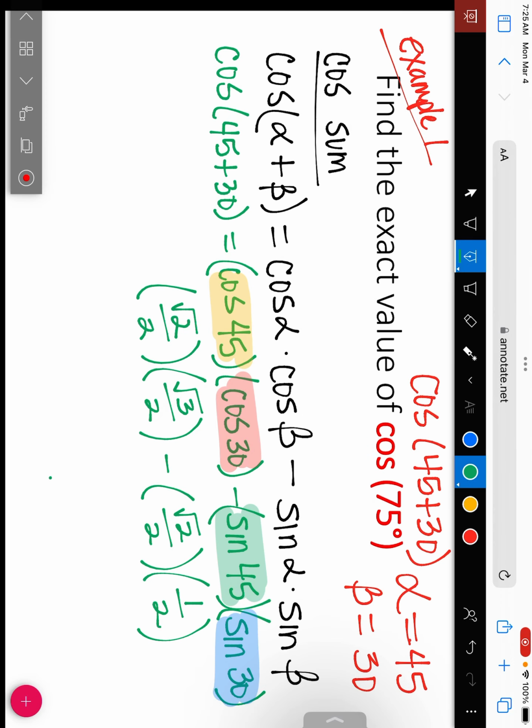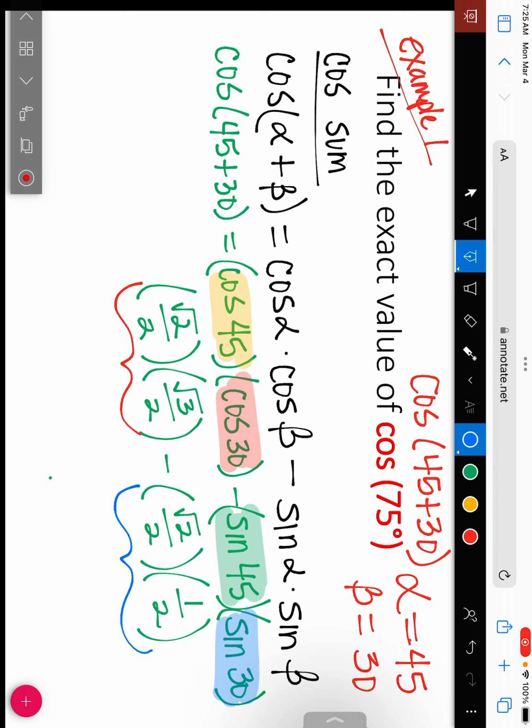Now you're substituting those in. We have the cosine of 45, which is root 2 over 2, and the cosine of 30, which is root 3 over 2. So we get root 2 over 2 times root 3 over 2 minus root 2 over 2 times 1/2. We follow PEMDAS, which means we multiply first. Let's start by multiplying these two together.